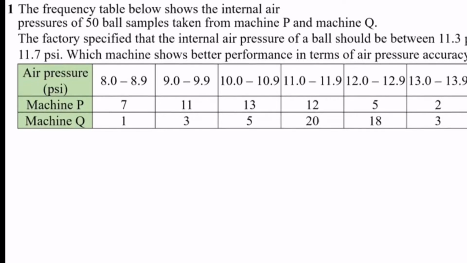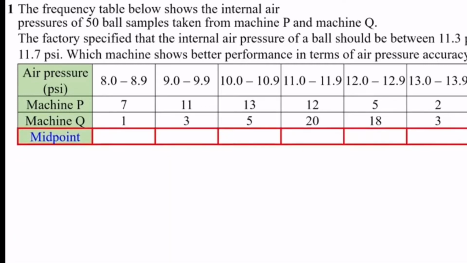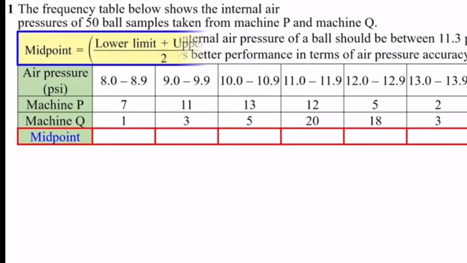The factory specified that the internal air pressure of a ball should be between 11.3 psi to 11.7 psi. Which machine shows better performance in terms of air pressure accuracy? Okay, we need to analyze the data by finding the midpoint for both machine P and machine Q. Now let's find the midpoint.